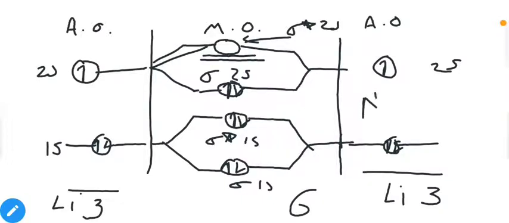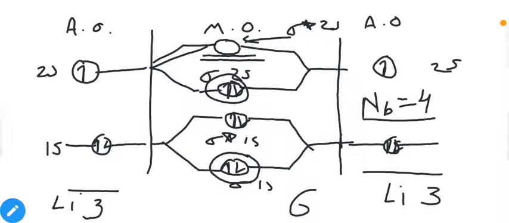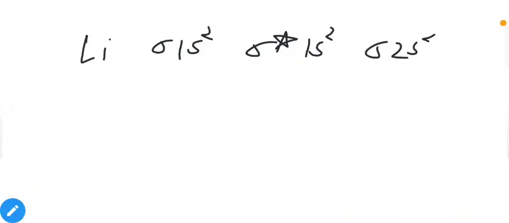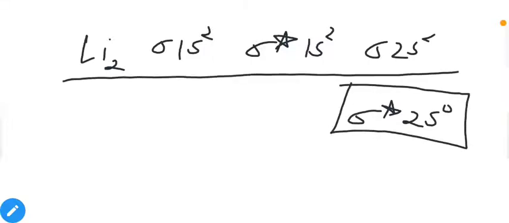So how many bonding electrons do we have? So 2 here and 2 here, we have a total of 4 bonding electrons. And how many anti-bonding electrons do we have? We have 2. So Na is equal to 2 and Nb is equal to 4. And in simple manner, the electronic configuration will be sigma 1s2, sigma star 1s2 and sigma 2s2, and sigma star 2s will be empty. So this will be the configuration for the Li2 molecule: sigma 1s2, sigma star 1s2, sigma 2s2, and the last one, sigma star 2s, will be empty, so no need to mention it in our electronic configuration.